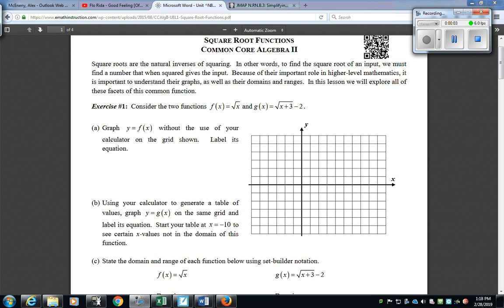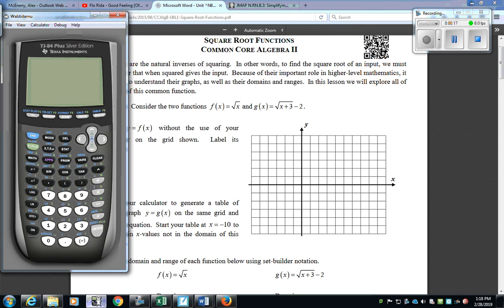Hey guys, we're going to start talking about square root functions, and we're going to focus a lot on domain and range again, and some of the behaviors with square root functions. So for A, we're going to go ahead and use a calculator, even though it says not to. We're going to use a calculator with the graph. So clear out your graph and then type in the square root of x. And then we're going to check the table.